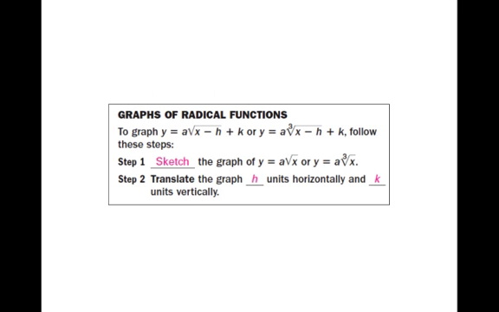All right, let's generalize even more because we've looked at stretches and shrinks and reflections, but what about translation slides? Well, to graph y equals a times the square root of x minus h plus k, or y equals a times the cube root of x minus h plus k, follow the steps below. We're going to sketch the graph of y equals a times square root of x, or y equals a times cube root of x. That's what we did in examples 1 and 2. Then we're going to translate the graph h units horizontally and k units vertically.